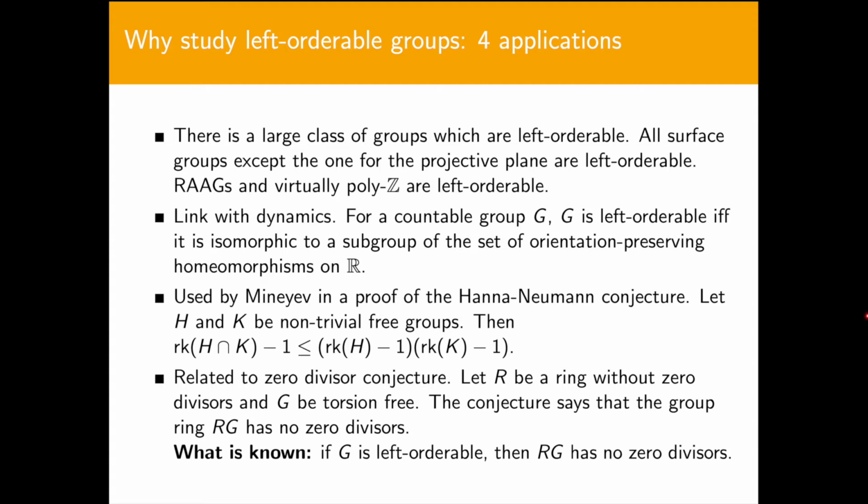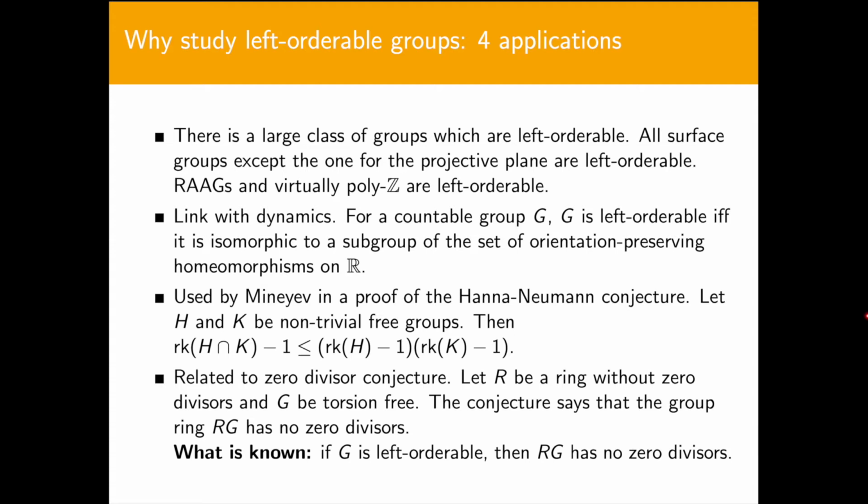Second, we have a link with dynamics. For a countable group G, G is left-orderable if and only if it's isomorphic to a subgroup of the set of orientation-preserving homeomorphisms on R. So if you didn't like the definition for left-orderable groups, maybe you can just think of left-orderable groups as these subgroups.